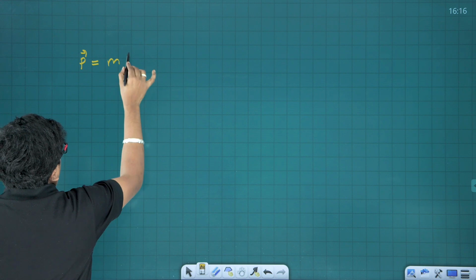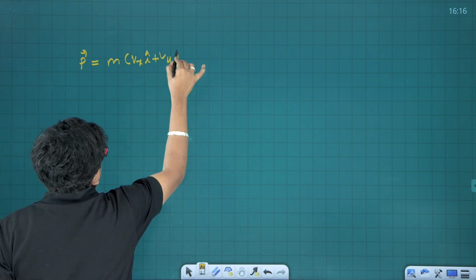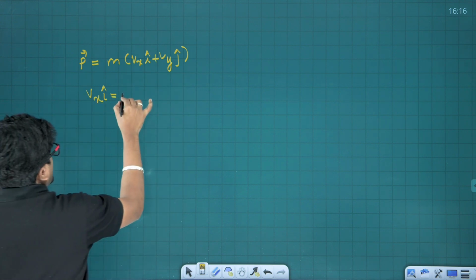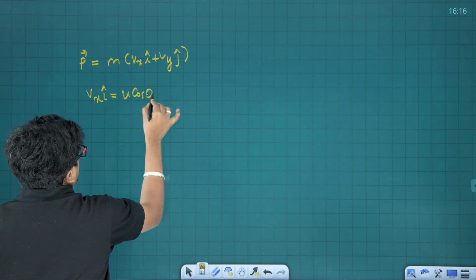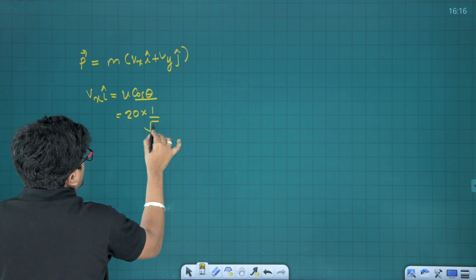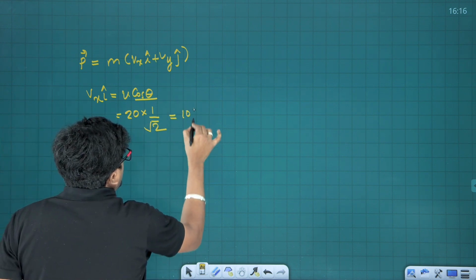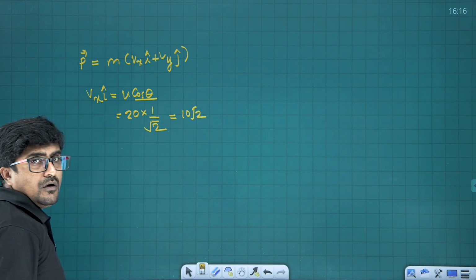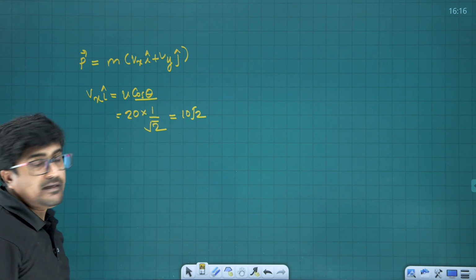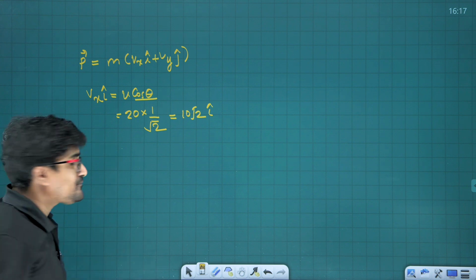Yes. Now if I consider the general expression, I told you to get the linear momentum, it needs to be m into Vx i cap plus Vy j cap. Now let me go for Vx. Vx is supposed to be u cos theta. That is, u is 20, and this was 1 by root 2. So I am going to get this as 10 root 2, because this is going to be 2 into 10. 2 by root 2 can be written as root 2. So it's basically 10 root 2 i cap, that is Vx i.